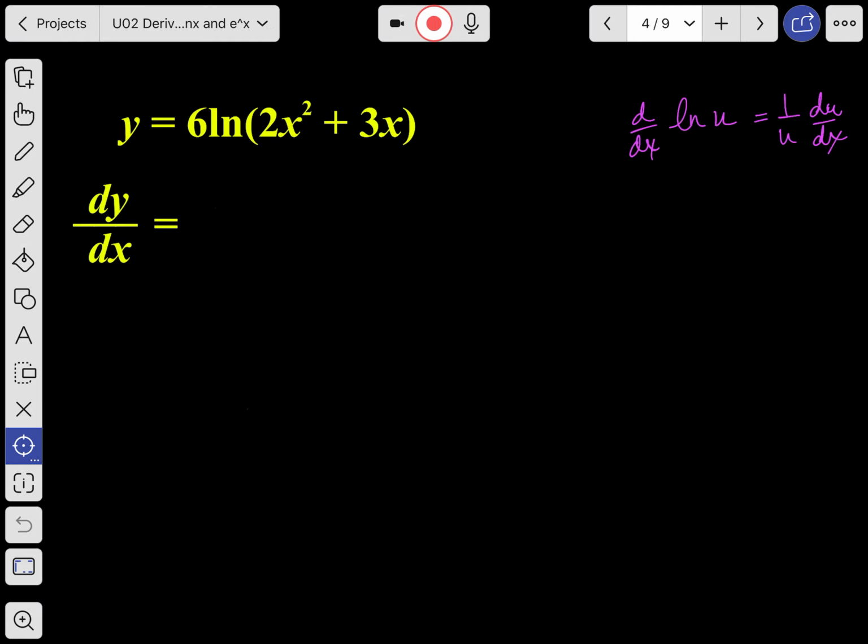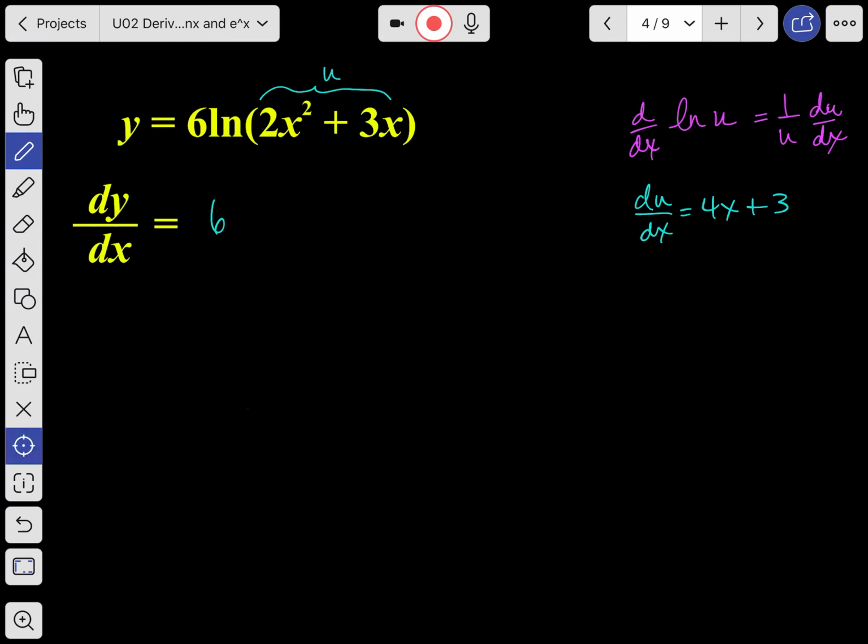In this first example, I'm using our natural log, and so I went ahead and wrote the derivative right over here to the side. The derivative of our natural log, u, is 1 over u times the derivative of the inside function, du dx. Okay, so let's get started. 6 is just a coefficient, so I'll just write that out front. This 2x squared plus 3x represents our u.